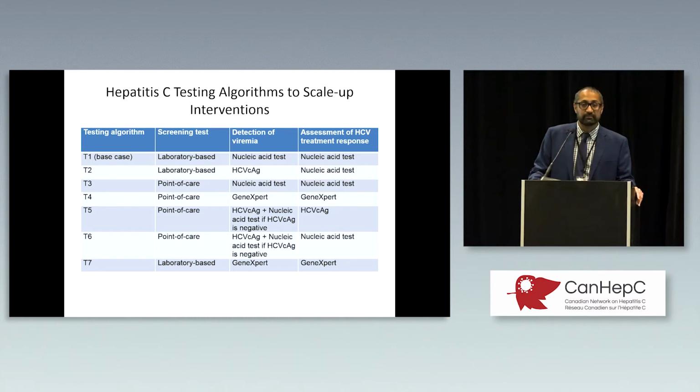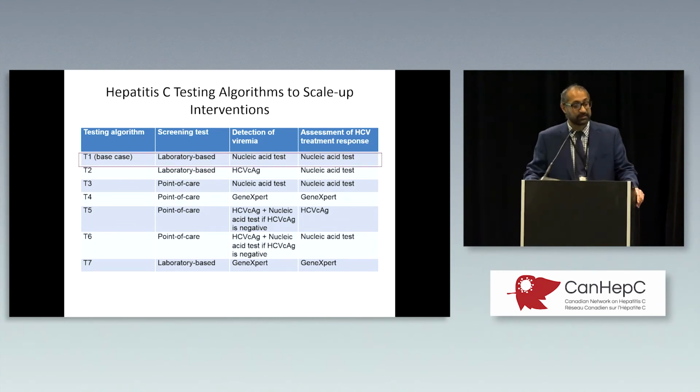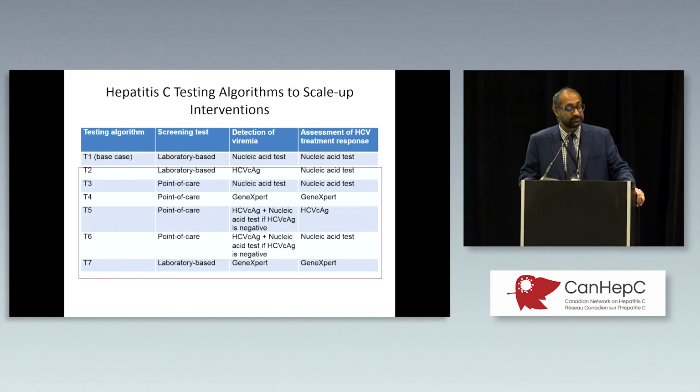And then we looked at different testing algorithms that are being considered in Pakistan or being recommended by the WHO. This figure shows, to give an example, the current standard laboratory-based screening test, followed by NAT for viremia detection and NAT for assessment of treatment response. And we looked at 6 other testing algorithms, which could use point of care tests for screening, or for viremia could be core antigen, could be GeneXpert, combinations of different tests, etc.